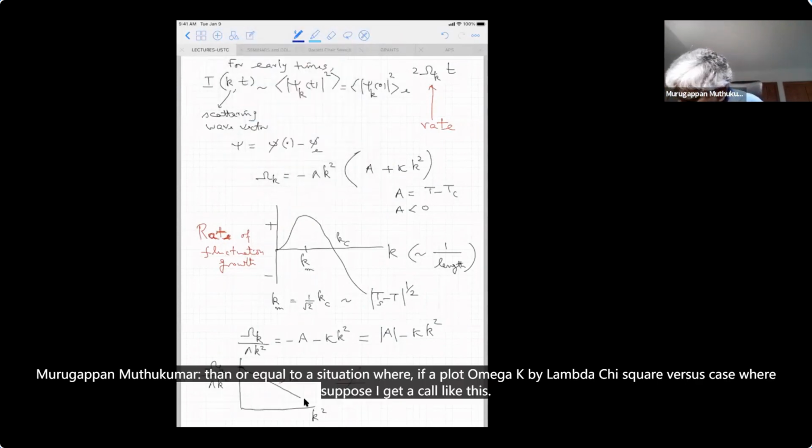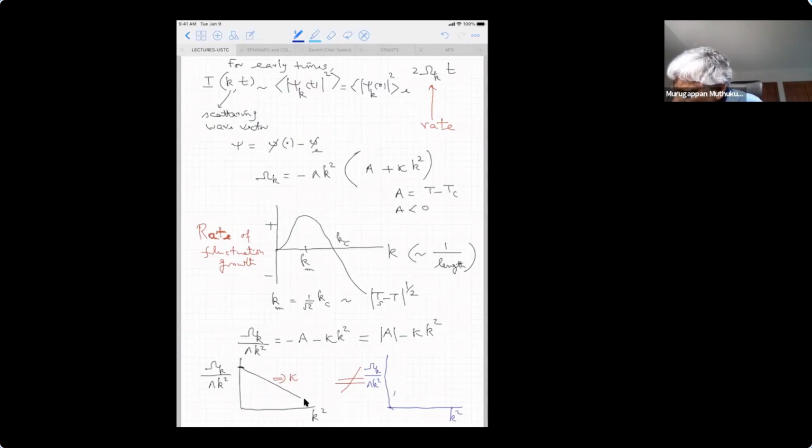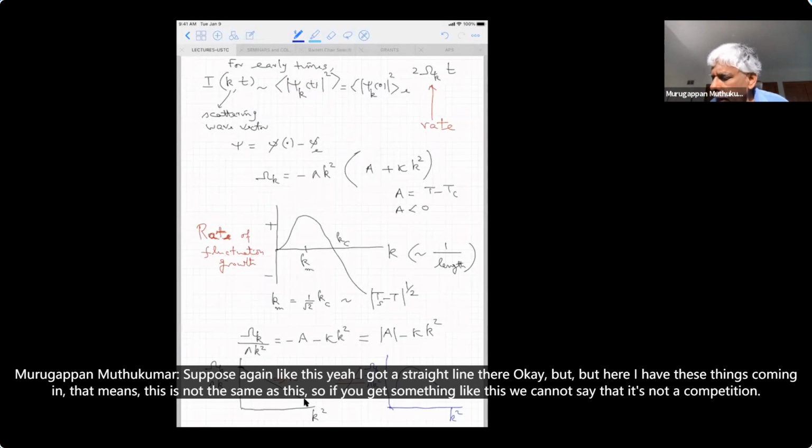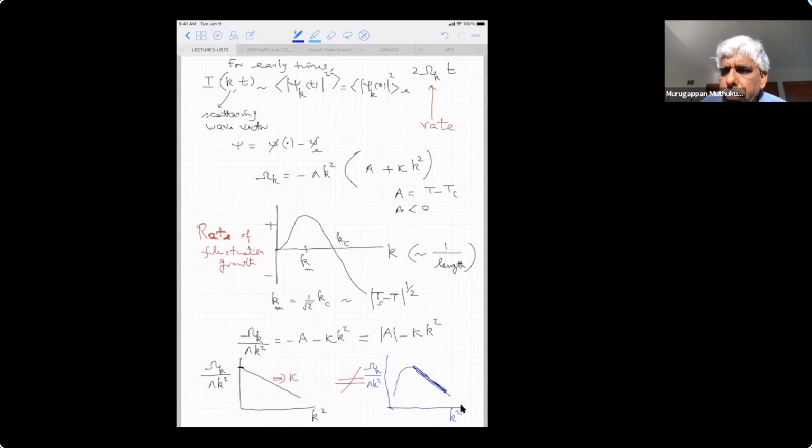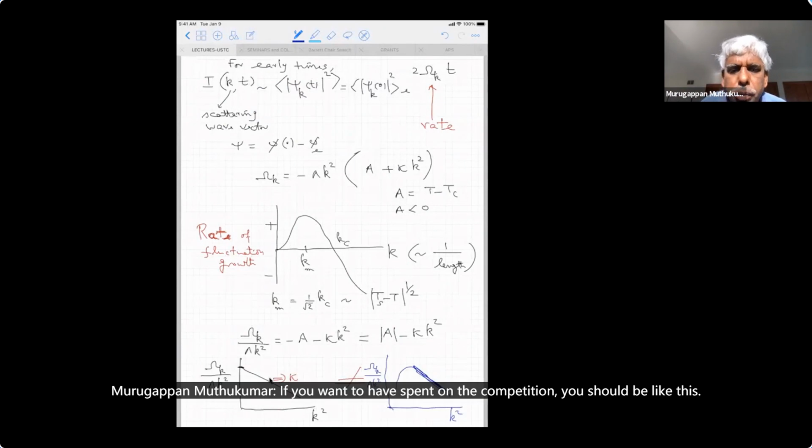where, if I plot omega k by k squared versus k squared, suppose I get a curve like this. I get a straight line there, okay? But here I have these things coming in. That means this is not the same as this. So if you get something like this, we cannot say that it's spinodal decomposition. If you want to have spinodal decomposition, it should be like this.